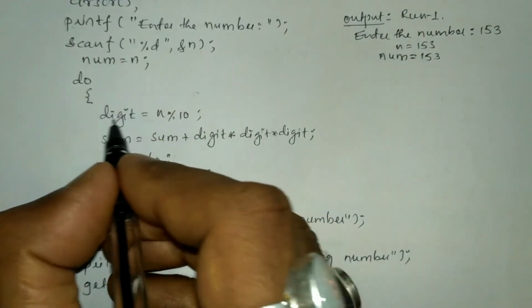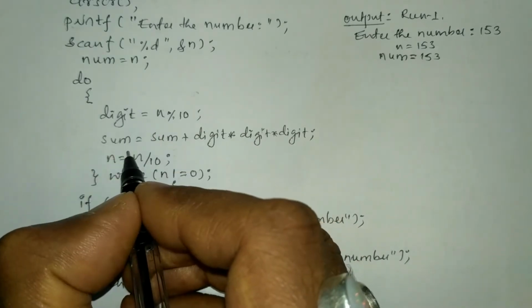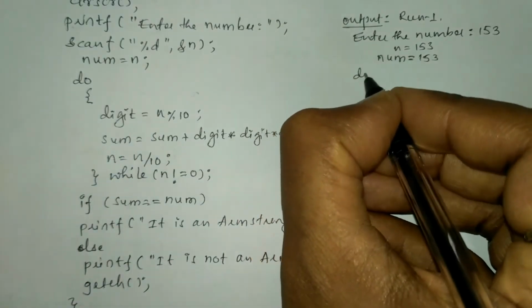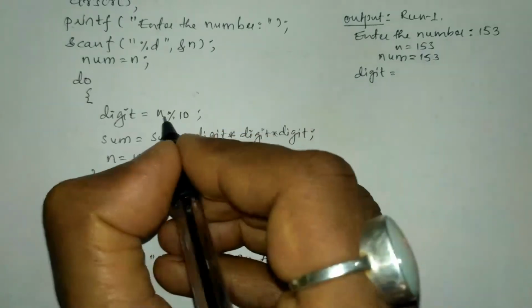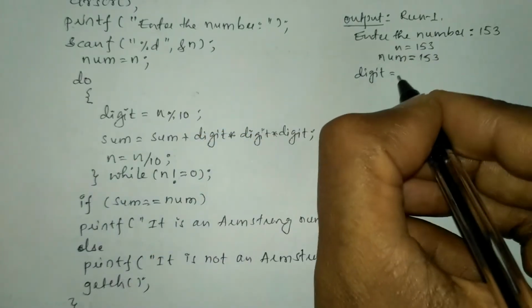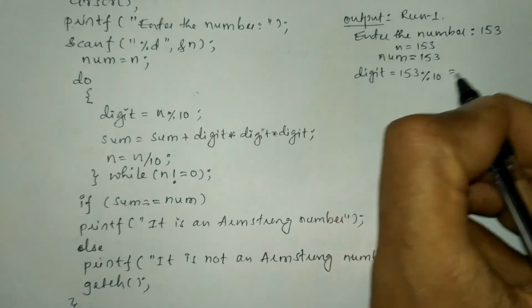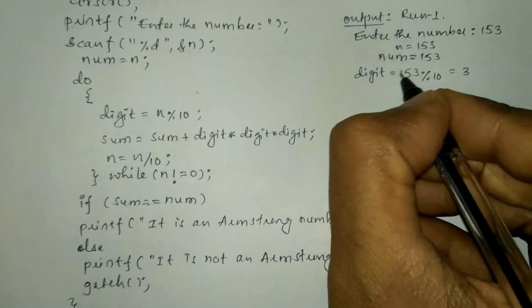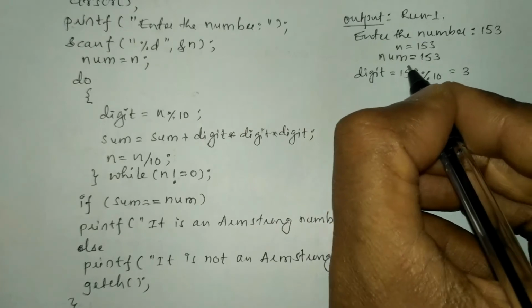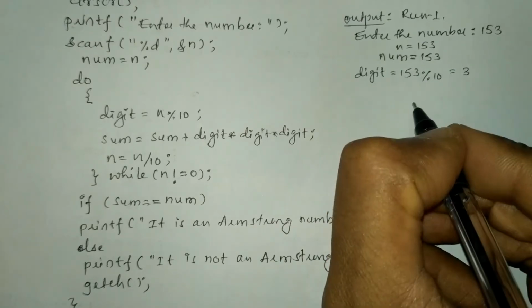Next, do, and here we are going to execute these three statements. Here the first statement is digit is equal to n modular division by 10. N is 153. Modular division by 10 always gives us the remainder 3. So 10 ones are 10, 15 tens are 150, and 3 is the remainder.